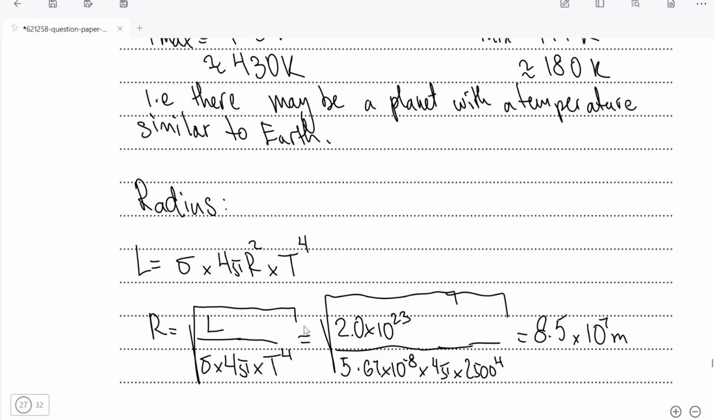So our luminosity is 2.0 times 10 to the power of 3. Stefan's constant is 5.67 times 10 to the power of minus 8 times 4 pi times 2,500 raised to the power of 4. Quite a typical mistake would be to forget that power or to square it instead. So plugging this into a calculator, we're going to find 8.5 times 10 to the power of 7 meters, which is smaller than the value for the Sun. And we have now fully answered this question.